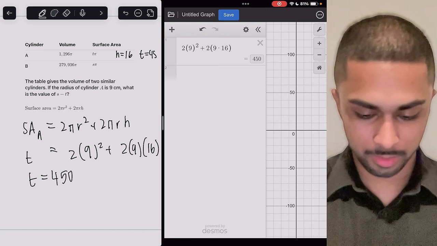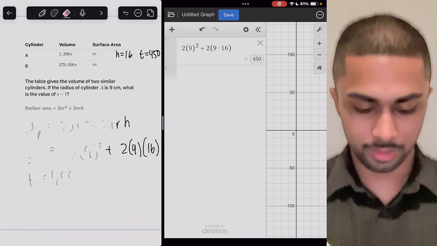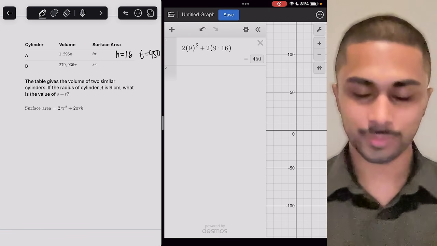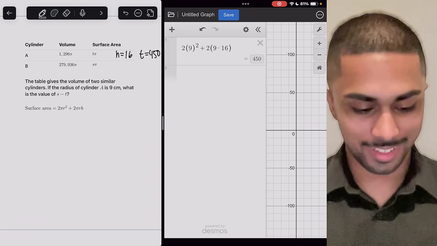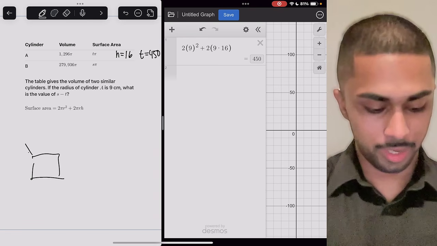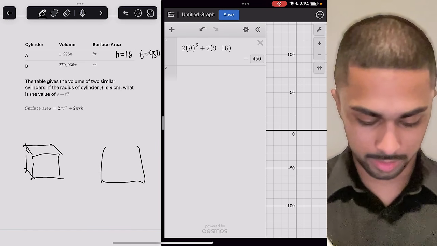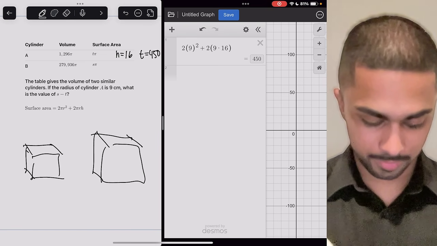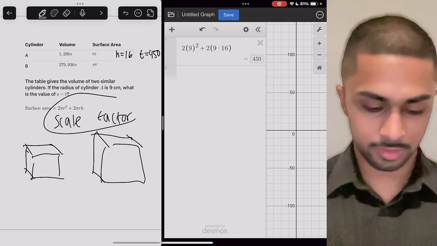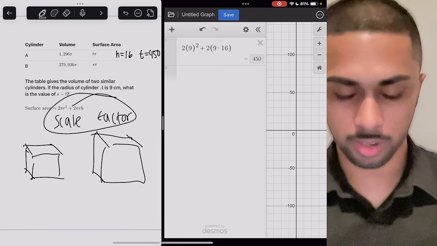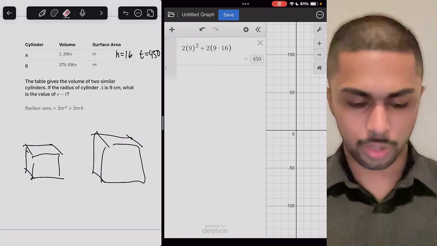Let's write this here. We are very close to getting our answer. The only problem is this is the hard part of this question. This is the hardest part. What we need to understand to solve this last part of this question is something known as scale factor. This is probably one of the most complex concepts on the SAT. So here's how I'm going to explain it.